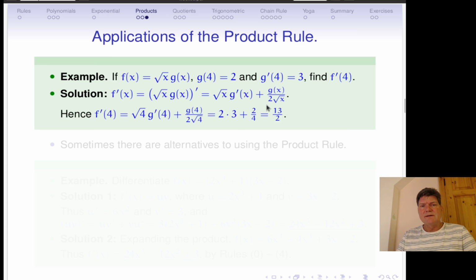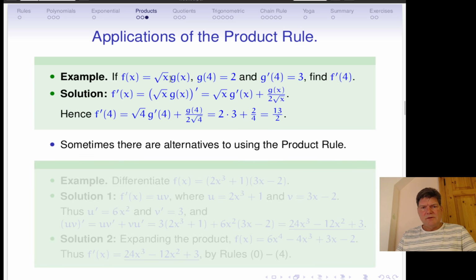Now we can try and substitute 4 for x in this expression to evaluate the derivative of f at 4, and we find it's the square root of 4 times the derivative of g at 4 plus g at 4 divided by 2 square roots of 4. And since we know g prime of 4 and g of 4, this gives 2 times 3 plus 2 over 4, which in total is 13 over 2. That's using the product rule in the presence of only partial information on one of the factors.